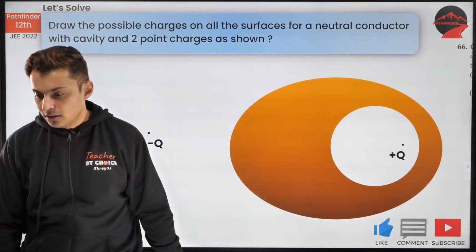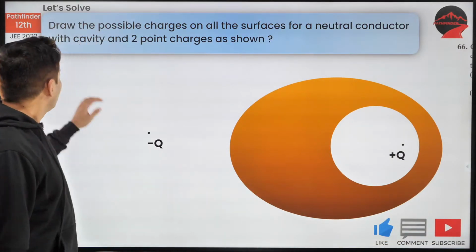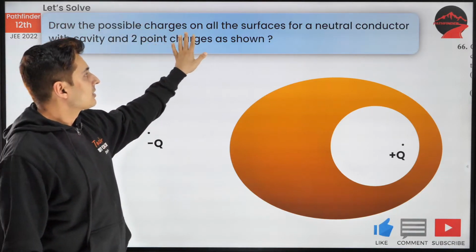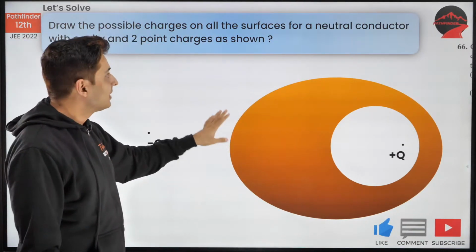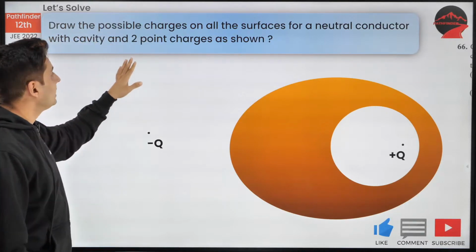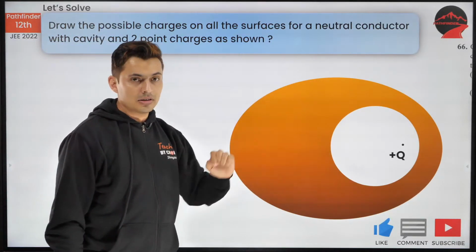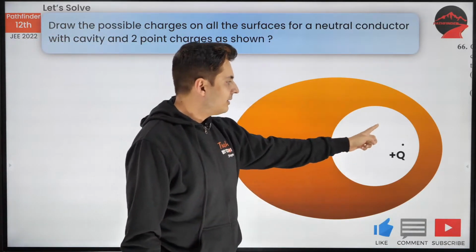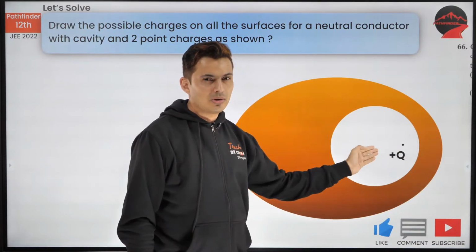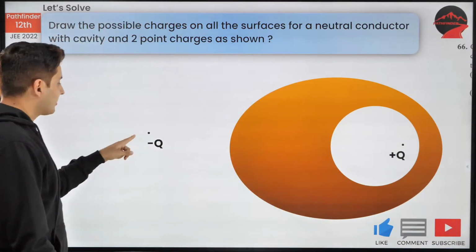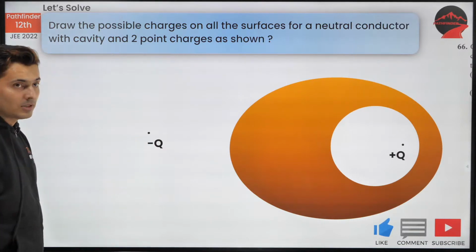Now let's see whether we can do this. Here we go. Draw the possible charges on all the surfaces of this neutral conductor with a cavity, and there are 2 point charges. Look at this, there is one cavity here and there is a point charge somewhere towards the right side, and outside this conductor there is another negative charge over here.